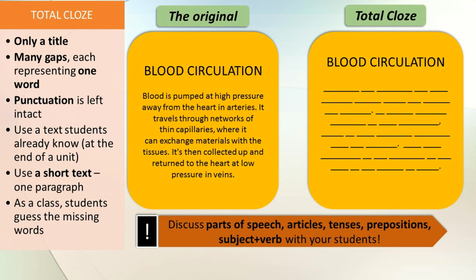Another type of cloze is total cloze. This is best used at the end of your unit, perhaps, when students are familiar with the topic and the subject. You leave only gaps, each gap representing a word, and punctuation marks, and the title. This should be done using a short text only. Students need to recreate the text. This allows you to discuss parts of speech, articles, tenses, and why they are used in which position in sentences, and the word order of words in a sentence. This might look difficult at first glance, but I've tested this with my students, and believe me, they can do it.